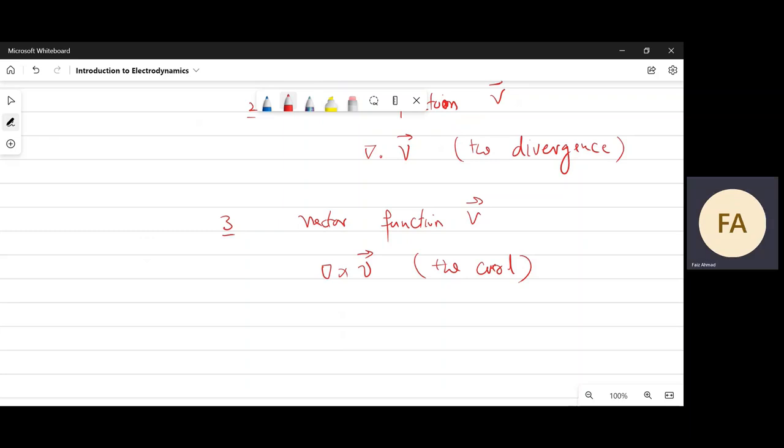We already did the gradient, so in the next two subsections we will be discussing divergence and curl.